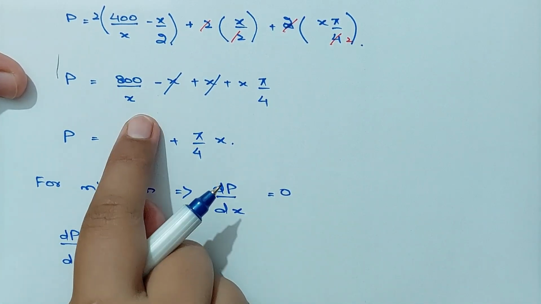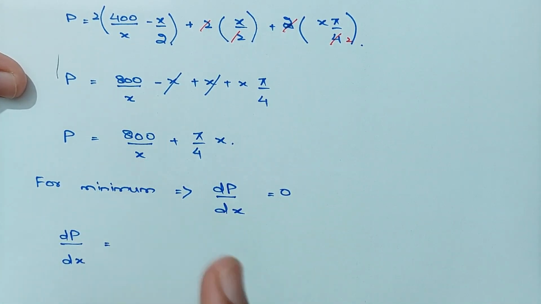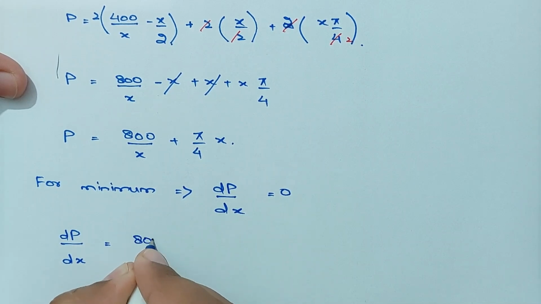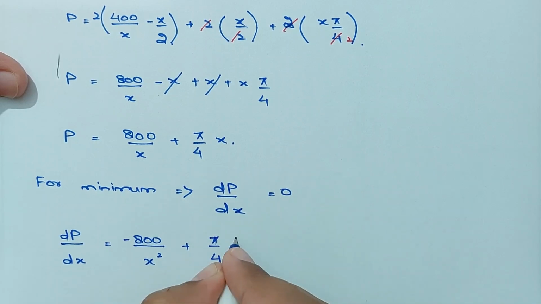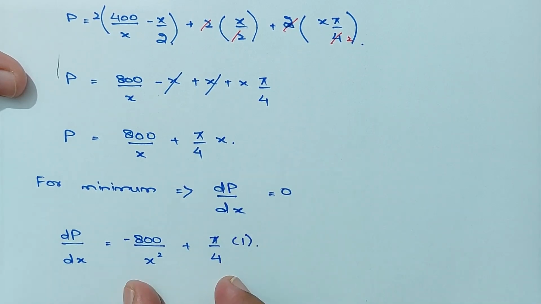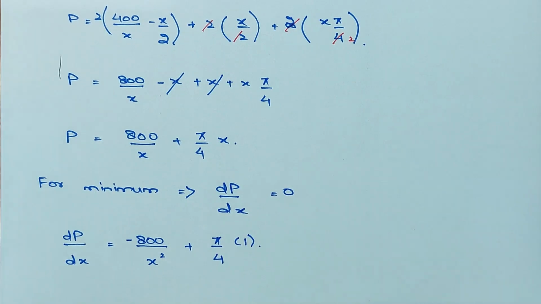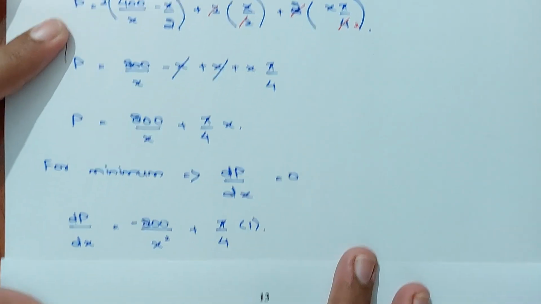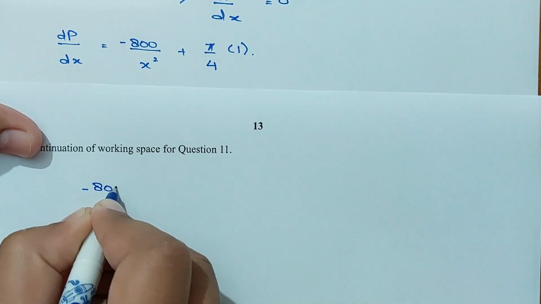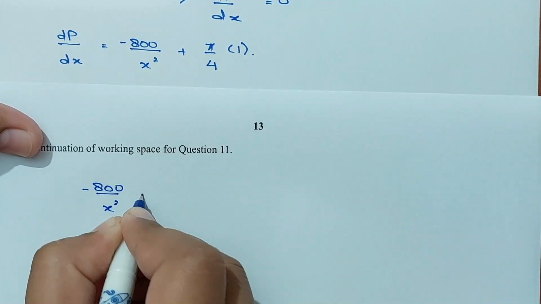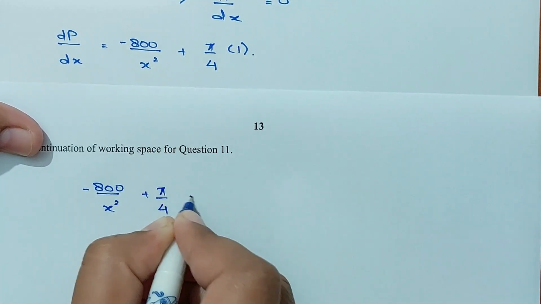This is 800 is constant, 1 over x derivative is minus 1 over x square. So 800 times minus 1 over x square, plus pi by 4 is a constant, x derivative is just 1. So that is the derivative. Now put this equals to 0. Okay. Let me put this: minus 800 over x square plus pi by 4, this is equals to 0.